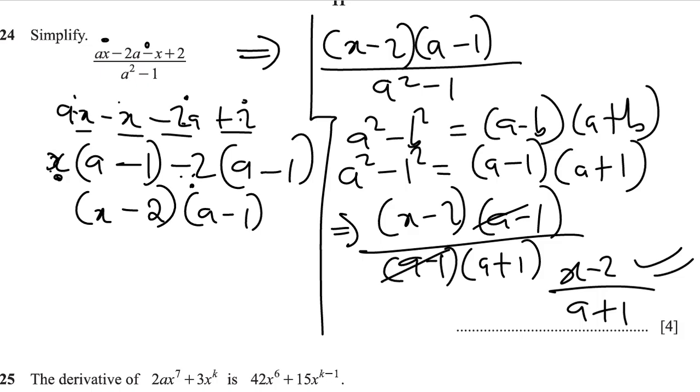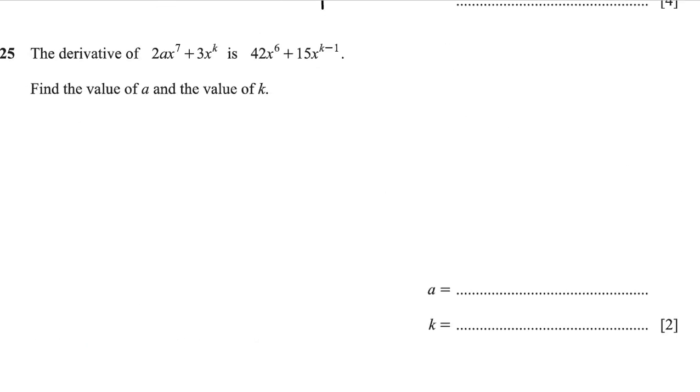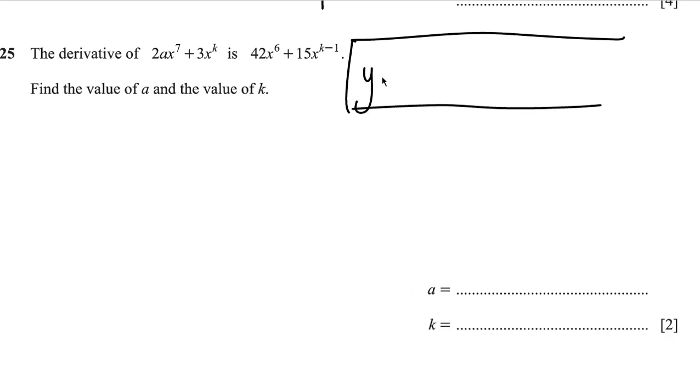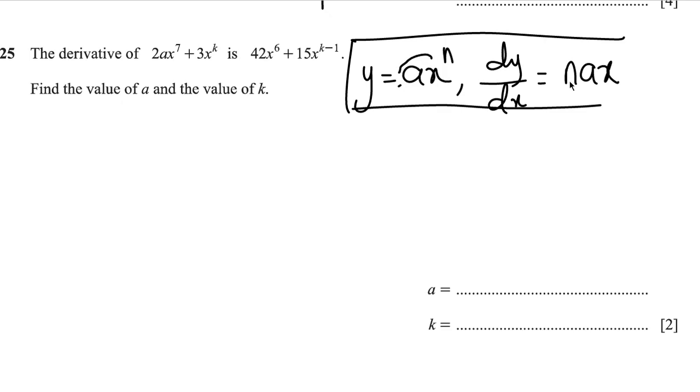Okay, question 25 says, the derivative of 2ax⁷ + 3xᵏ is 42x⁶ + 15xᵏ⁻¹. Find the value of a and the value of k. So it's important to know that if you have an expression in the form y = axⁿ, the derivative, which is dy/dx, is going to be equal to naxⁿ⁻¹. That means that n comes down, right? n comes down, and then naxⁿ⁻¹.